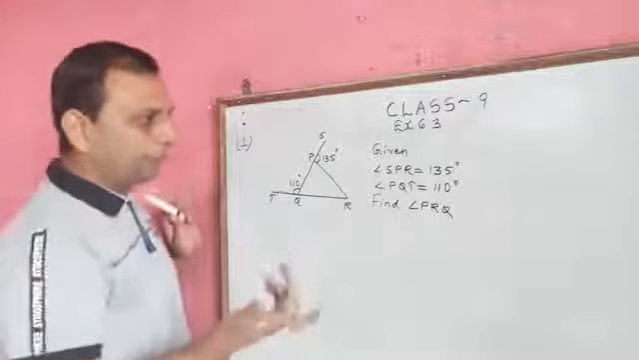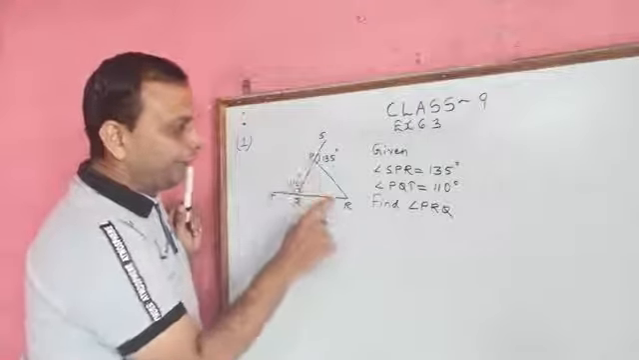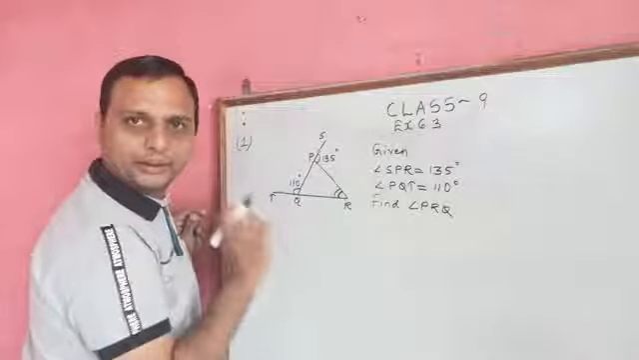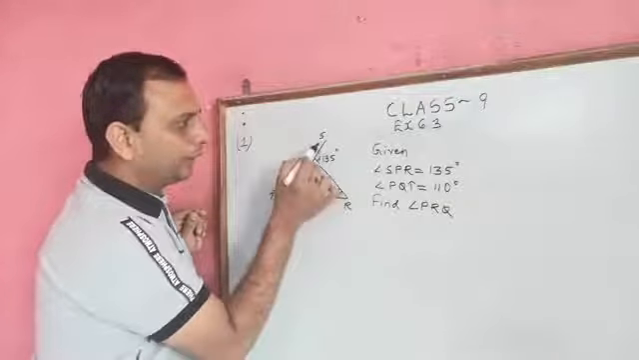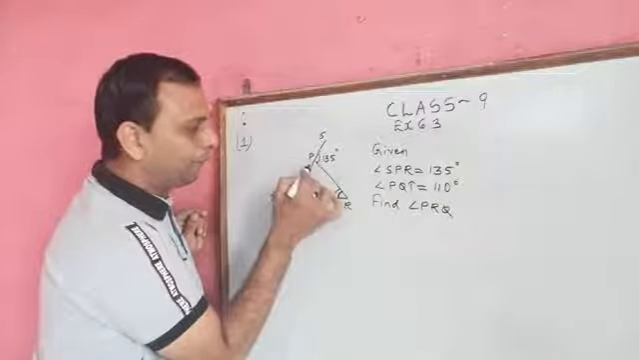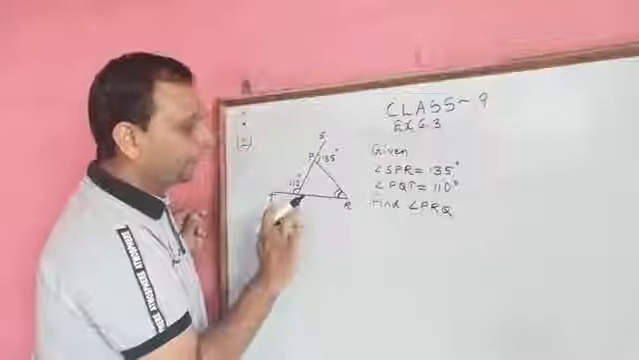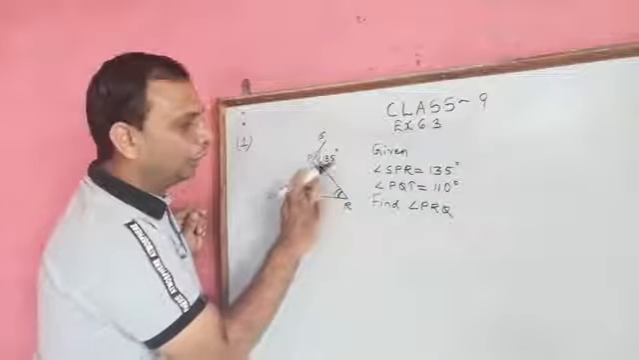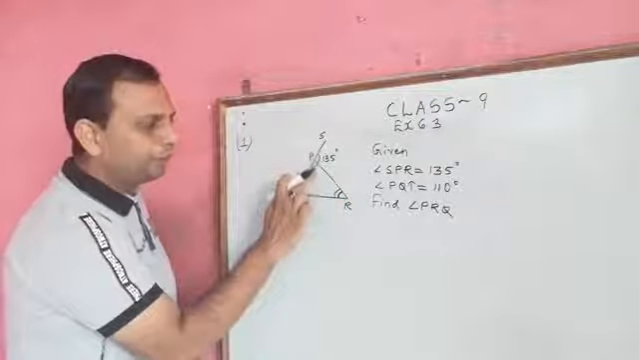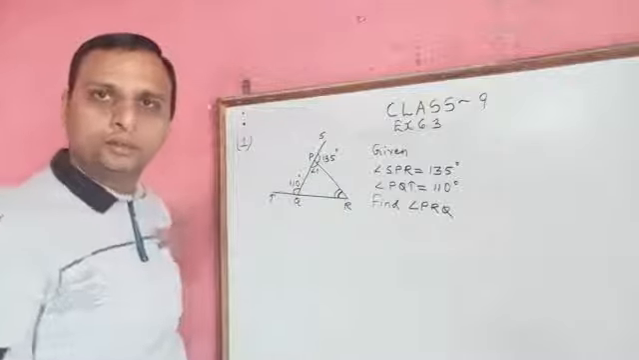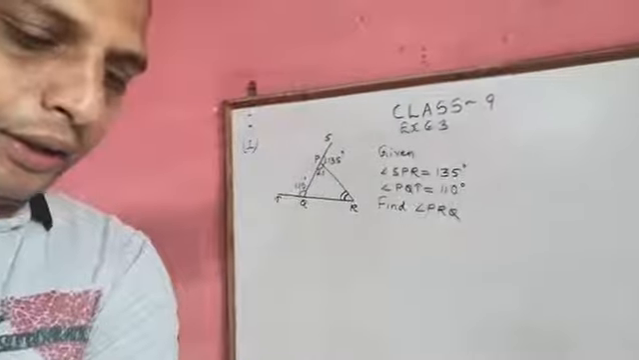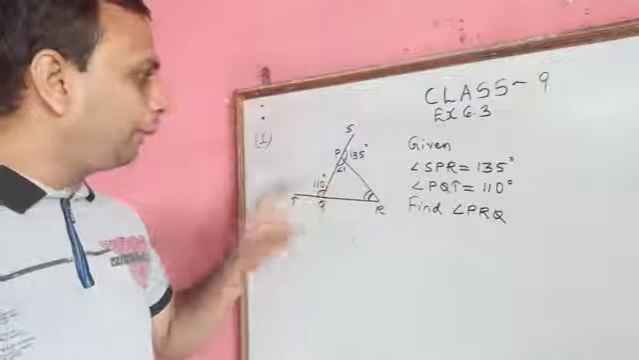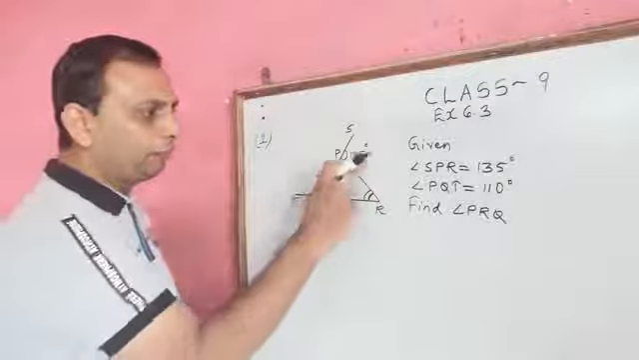I am going to solve with one method. We need the value of angle PRQ, where I put the two lines. If SPR is 135, here we can mark the angle QPR. These both are forming a linear pair, so with the help of this we can find the value of angle 1. You can mark this angle 1.